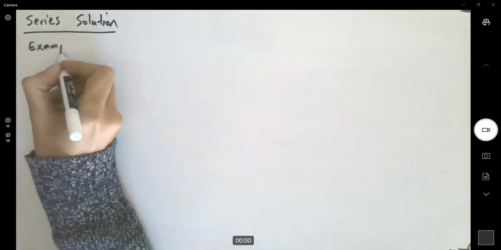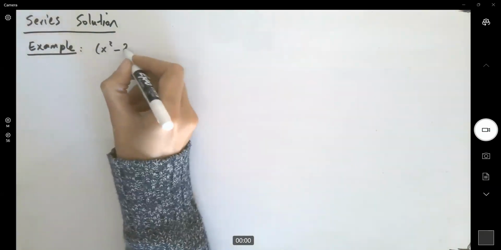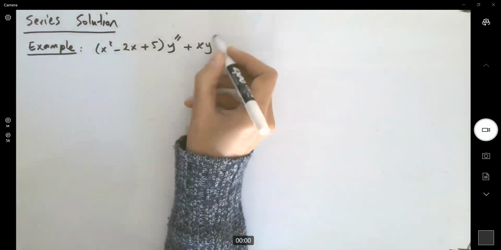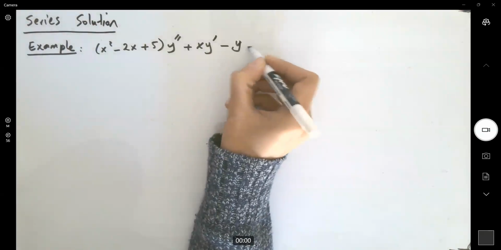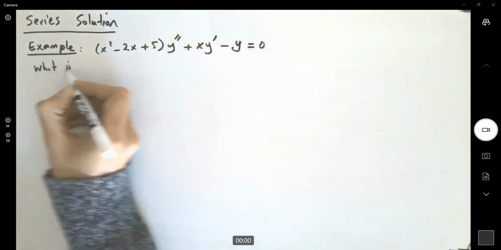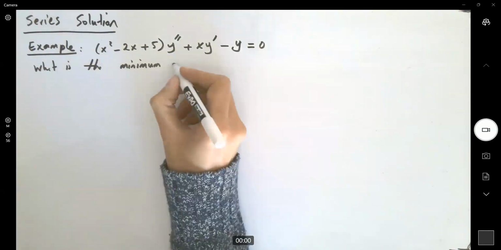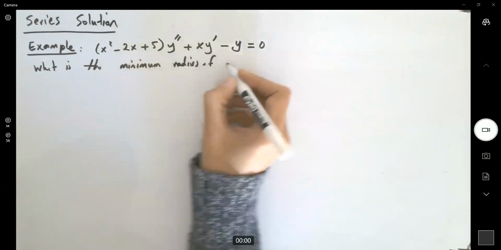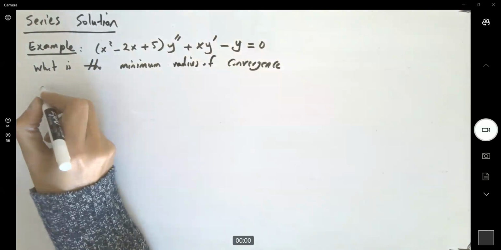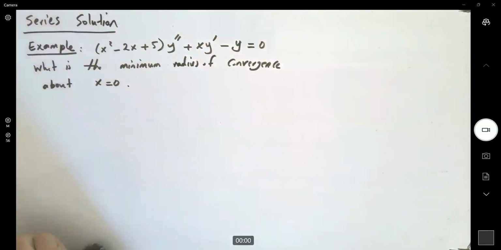Example. Suppose we have the following differential equation: x squared minus 2x plus 5 times the second derivative of y, plus x y prime, minus y equal to 0. So the question says, what is the minimum radius of convergence about x equal to 0?